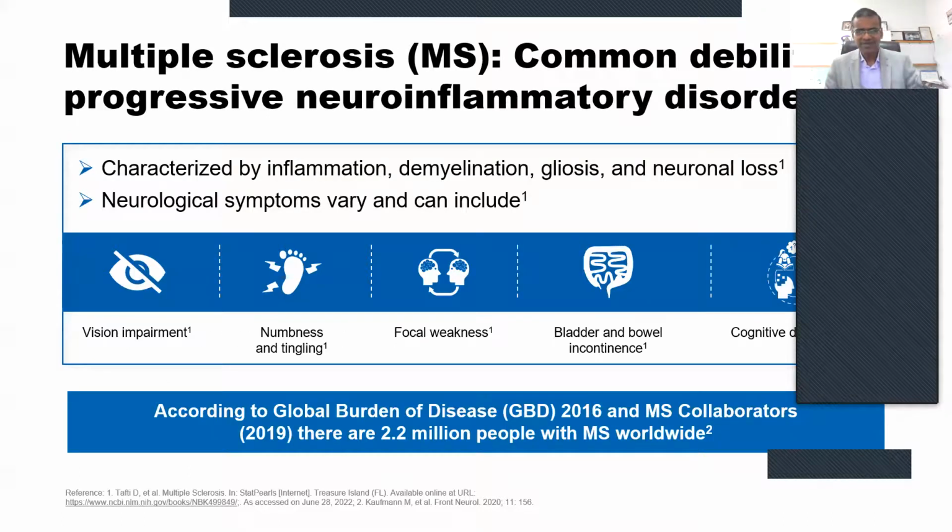So this is commonly known to all of you. MS is a common disorder now, with inflammation, demyelination, gliosis, and neuronal loss, and symptoms depending on the site affected. The optic nerves, brain, and spinal cord, any of these three sites can be affected, and accordingly patients can have symptoms. As per the 2016 and 2019 data, there are about 2.2 million people with this disease worldwide. With the help of MRI, we are now picking up more and more cases.